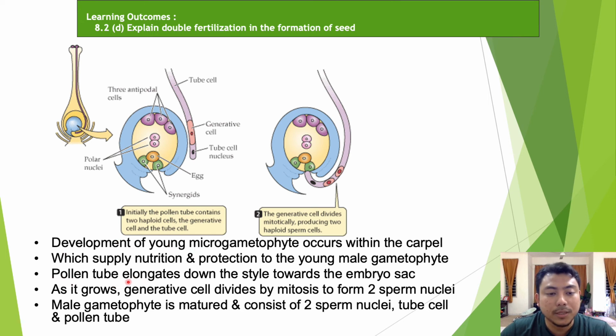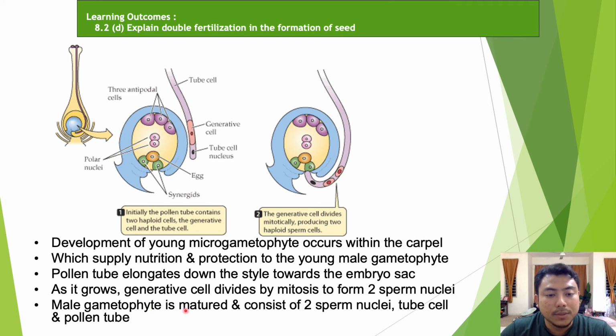But this third point is important, where you need to understand that the pollen tube elongates. This pollen tube will keep on growing until it reaches the micropyle opening of the embryo sac. See here, this tube cell will keep on growing until it reaches the micropyle. The pollen tube elongates down the style towards the embryo sac. As it grows, the generative cell will divide by mitosis to form two sperm nuclei. So here are the two sperm nuclei.